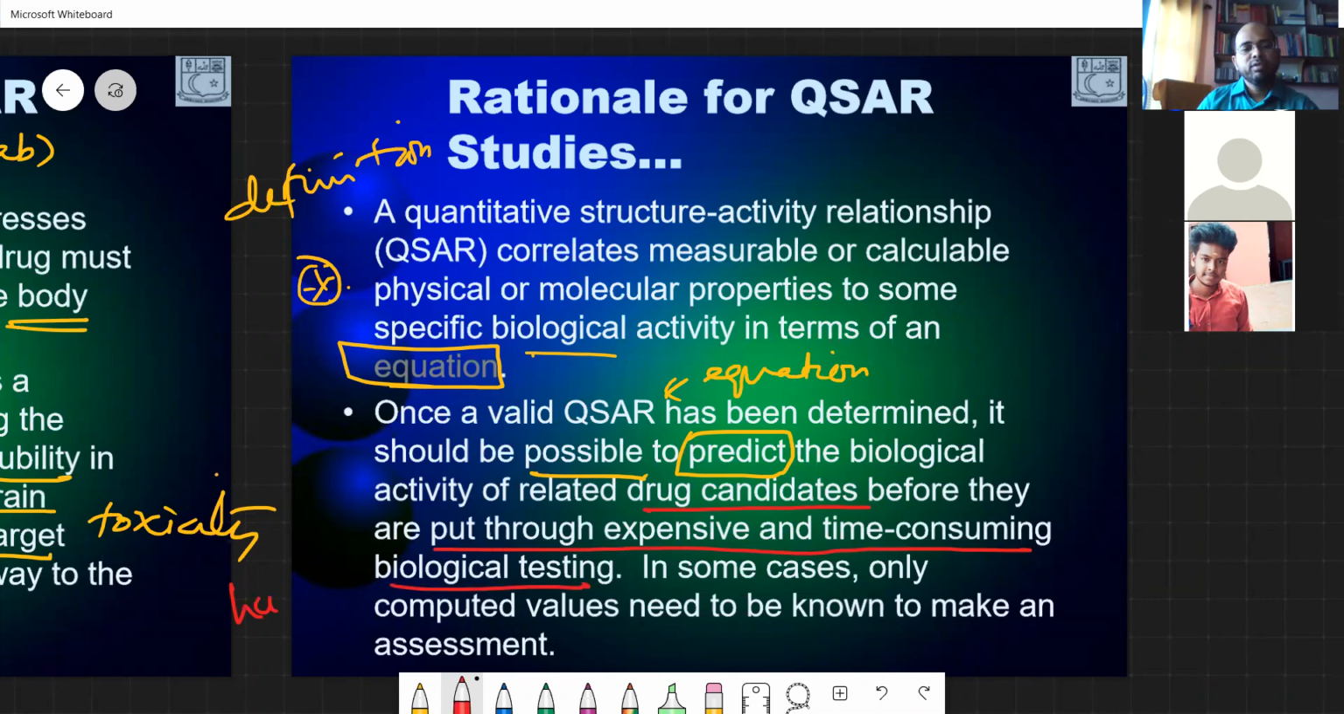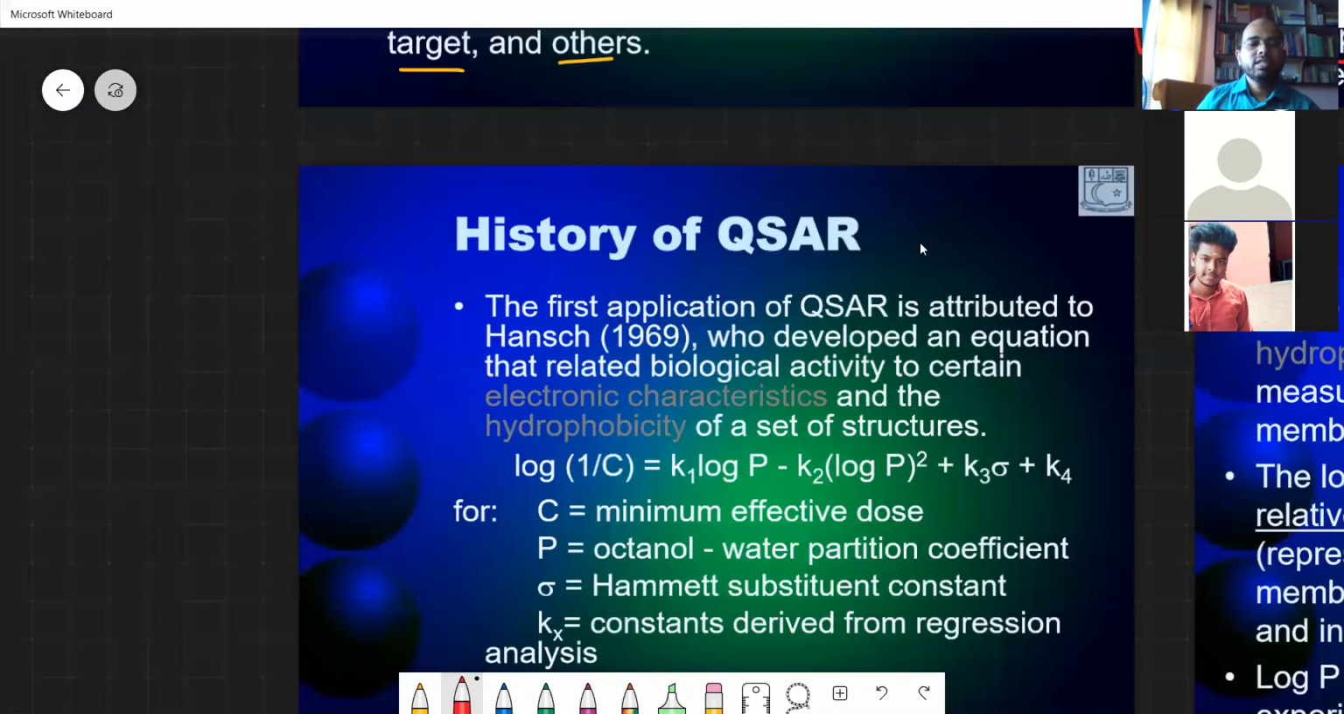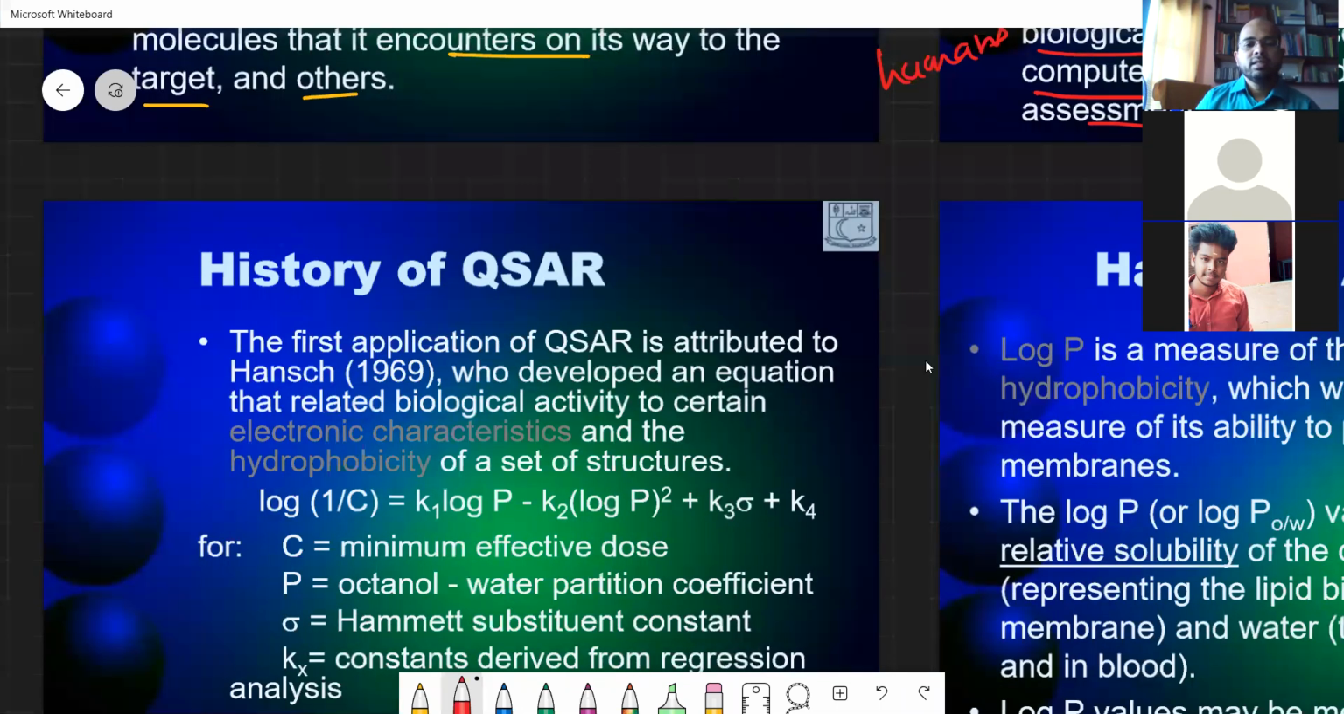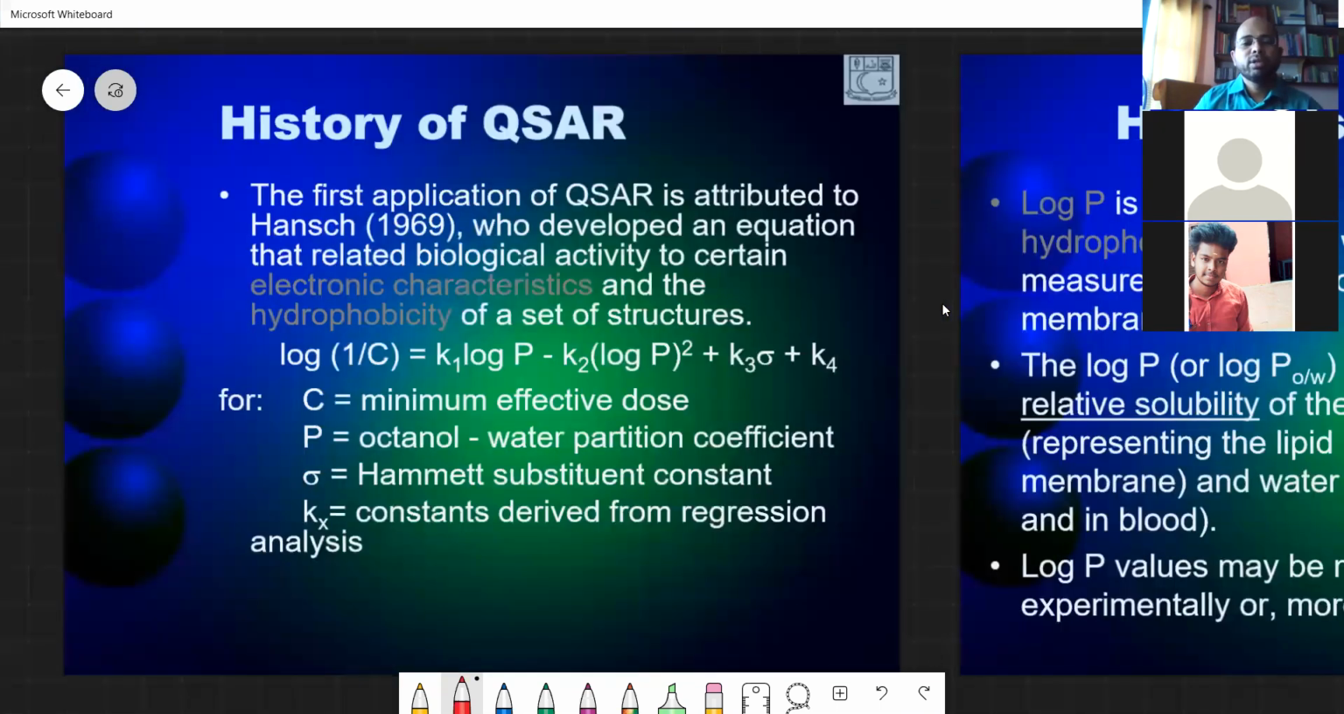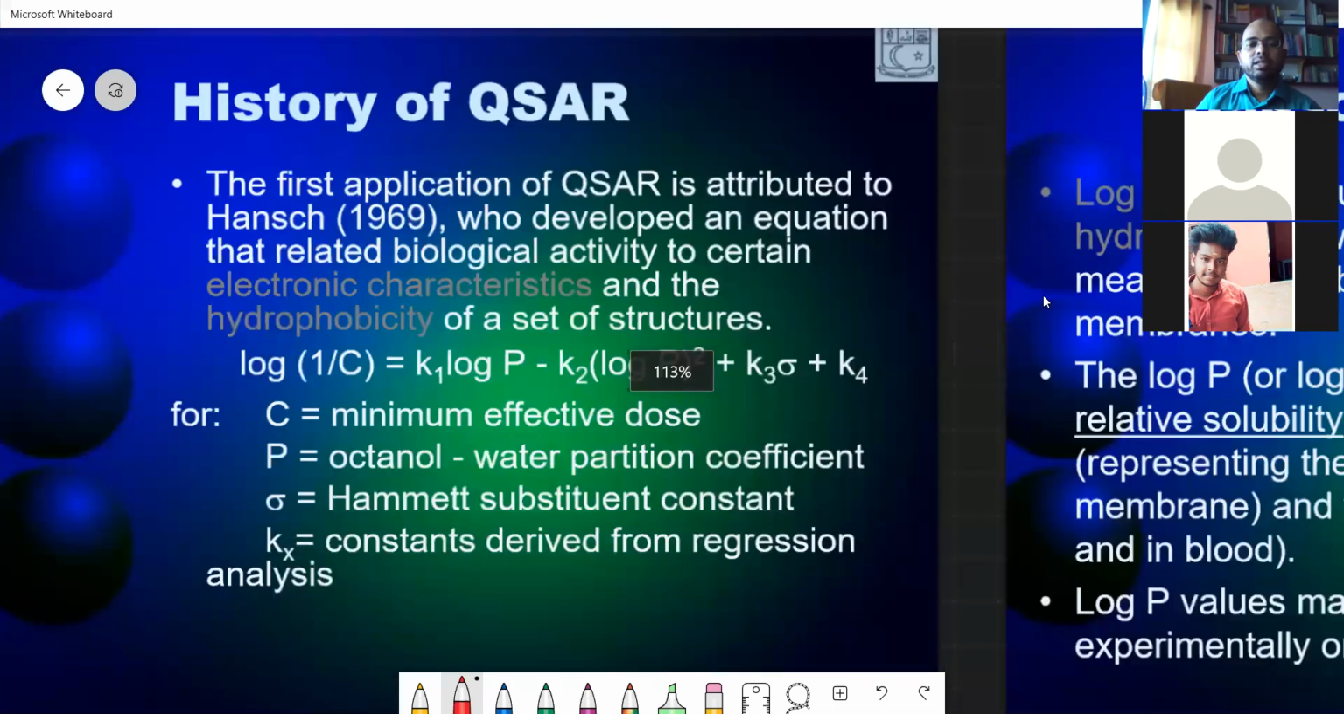Before it is brought to human beings, it should be tested in the lab. In some cases, only computed values need to be known to make an assessment. Okay, that is the rationale behind QSAR. What is the history of QSAR? This is also a part you will need to write when there is a question about QSAR.